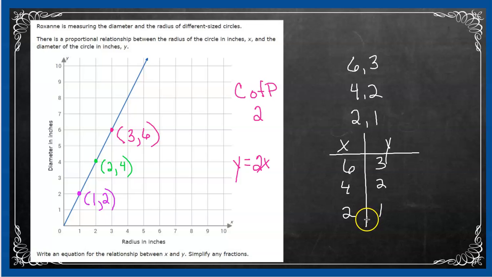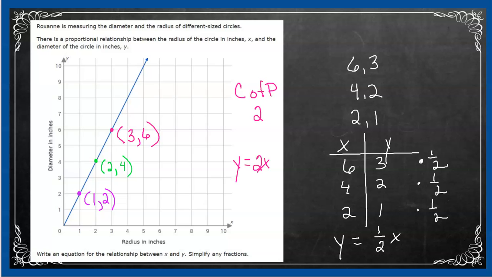We need to go from left to right, and we need to say 6 times what number equals 3. Well, I know 6 divided by 2 is 3, but I need to think of times. For constant of proportionality, it has to be times. So 6 times 1/2 gives me 3. 4 times 1/2 gives me 2, and 2 times 1/2 gives me that 1. So in this case, if those numbers were switched, my equation would be y equals 1/2 times x, or 0.5 times x would be acceptable too. Usually we want to see fractions in higher level math.